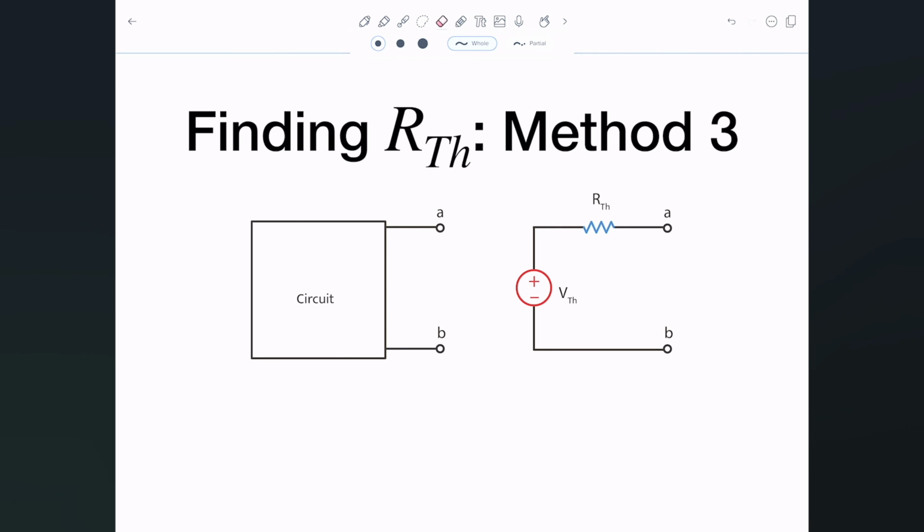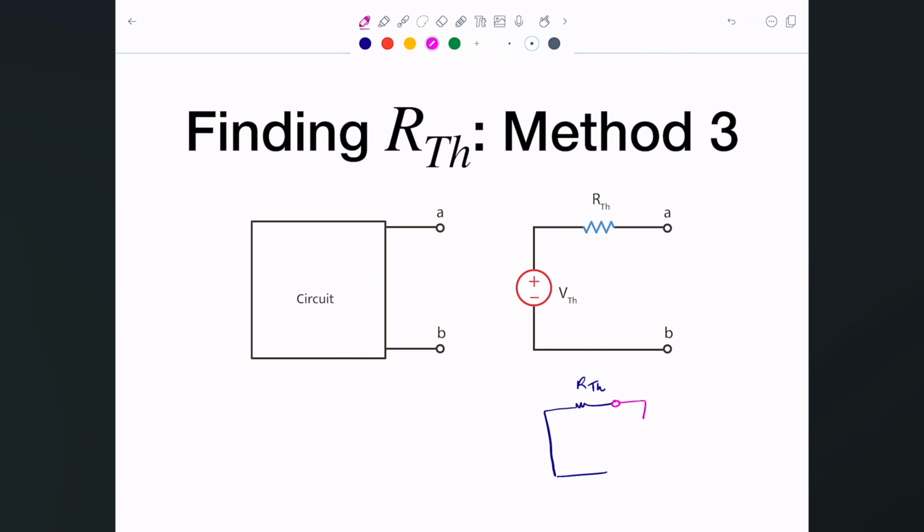Let me walk you through it. What does method 3 tell me? First, turn off all the independent sources. If you have dependent sources, you can't turn them off, but the independent sources, the ones that we represent as circles, we just turn off. I did this here for this particular circuit. Turning off a voltage source is simply replacing it with a wire. R Thevenin stays the same.